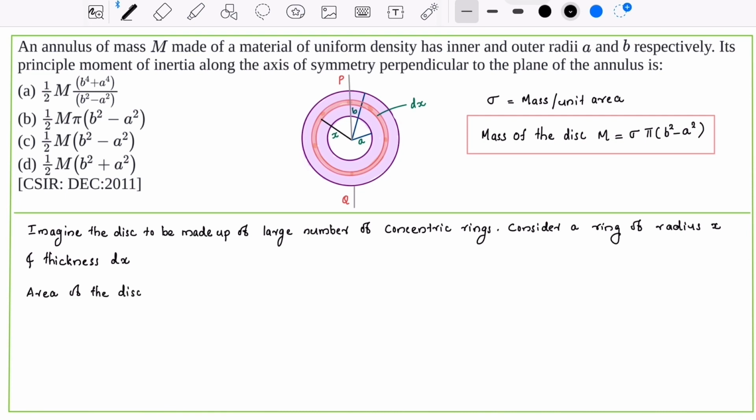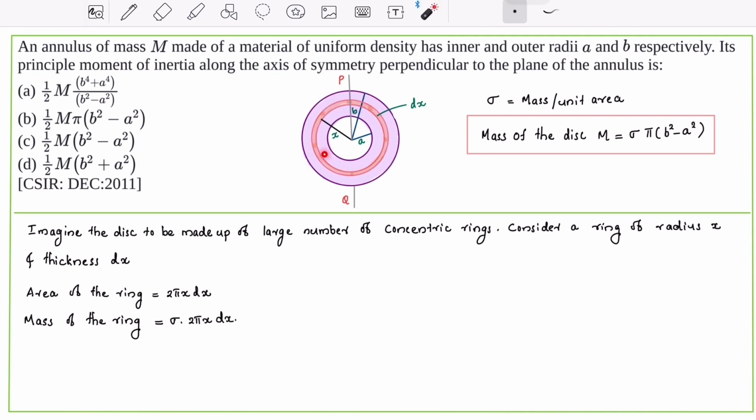Now the area of the ring we have taken is 2 pi x dx. Now what is the mass of that ring? That is 2 pi x dx into mass per unit area. Since sigma is the mass per unit area, mass is equal to sigma into area. Therefore, the mass of the ring is sigma into the area of the ring, that is sigma into 2 pi x dx. Now, what is the moment of inertia of this ring about the axis PQ?